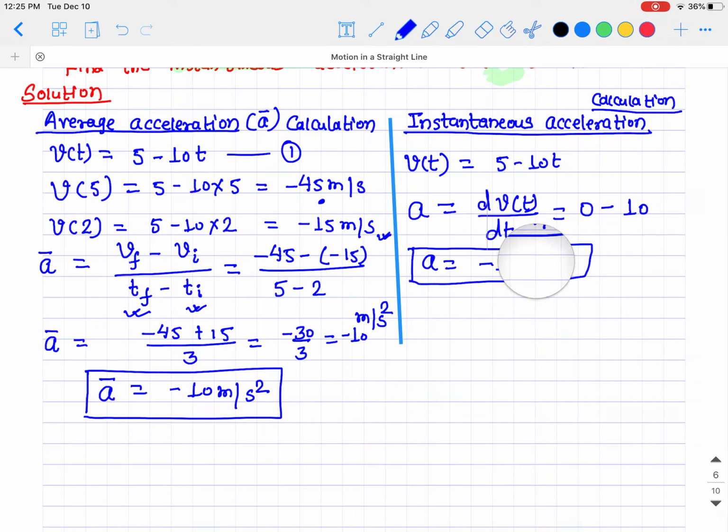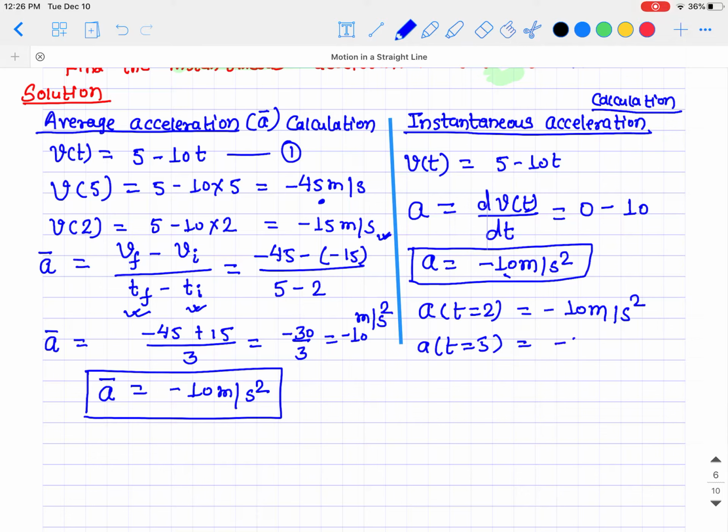And you see, it is not dependent on the time, because it does not have any time term. So the instantaneous acceleration at all times is exactly the same. At time equals, let's say, 2 seconds, it is minus 10 meters per second squared. And also at time equals 5 seconds, it is still minus 10 meters per second squared.